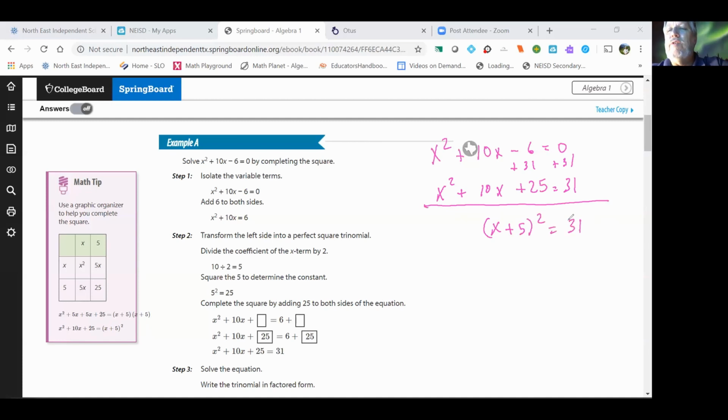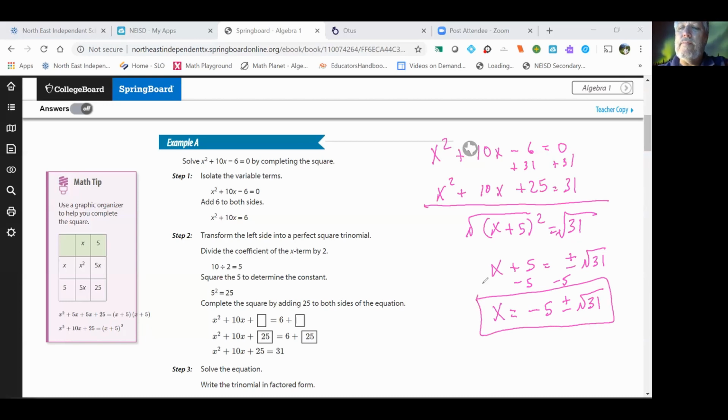And now it's a problem just like in my last lesson. So I can go ahead and take the square root of both sides. So it's going to be x plus 5 is equal to plus or minus the square root of 31. And then I'm going to get x by itself by subtracting 5 from both sides. So x is equal to negative 5 plus or minus the square root of 31. And that's going to be our answer.